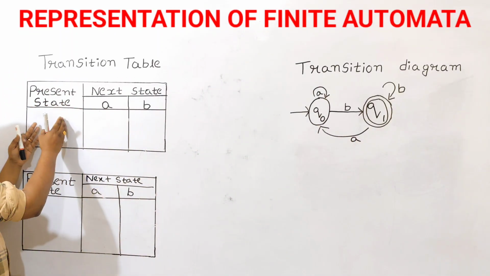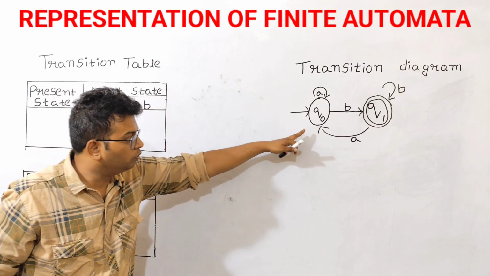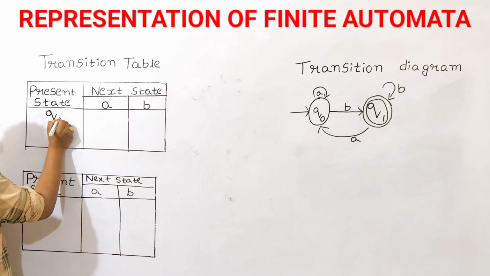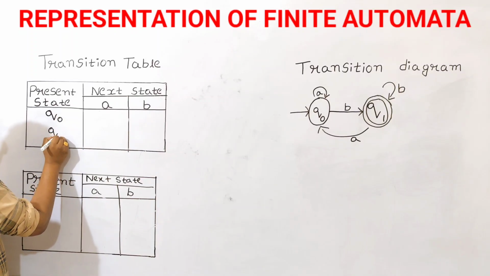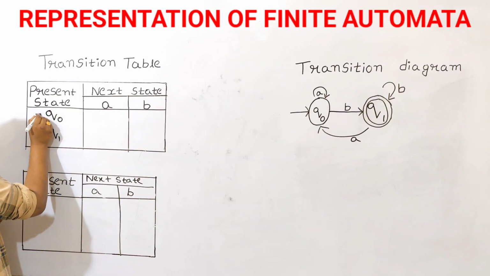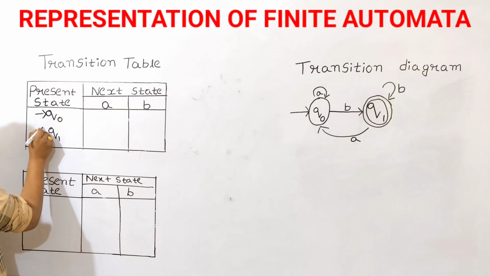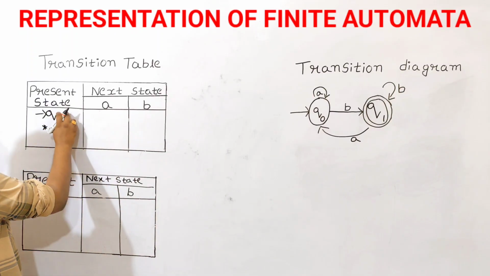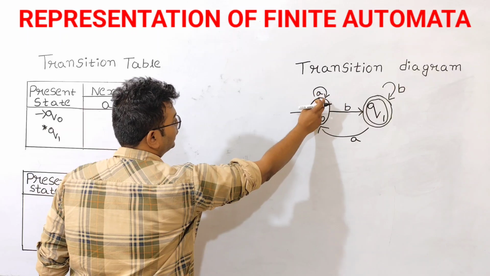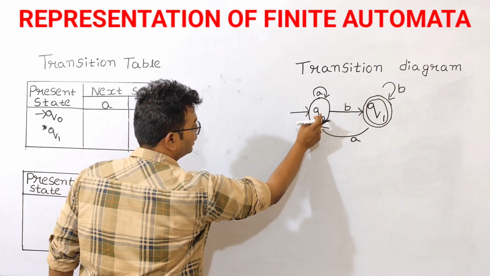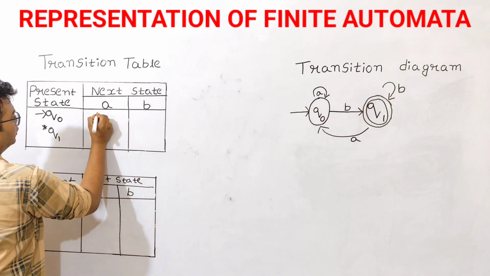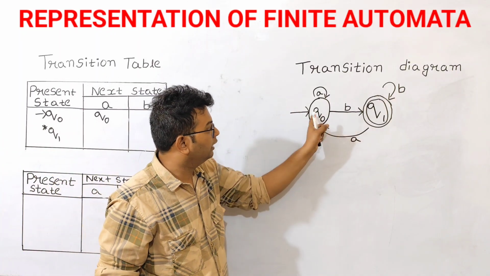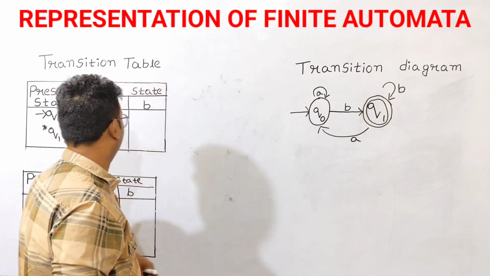So first take the states. There are two states, Q0 and Q1. Take the states Q0 and Q1. So Q0 is an initial state and Q1 is a final state. So star mark. Okay. Now what happens if I give input as A at Q0? It remains in Q0 only. So Q0. By giving input as B, it changes from Q0 to Q1.